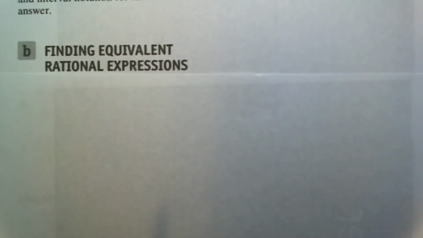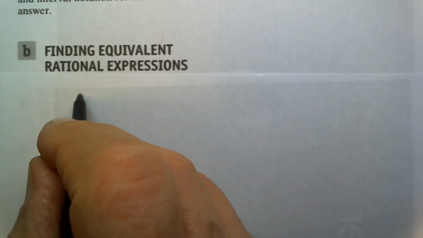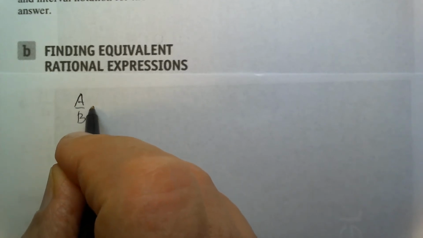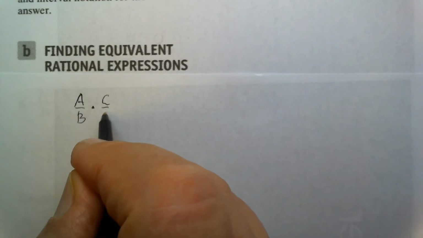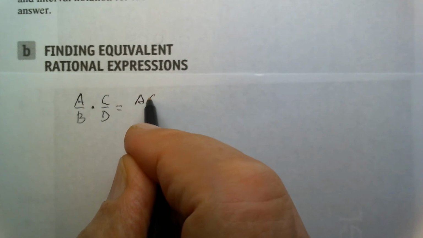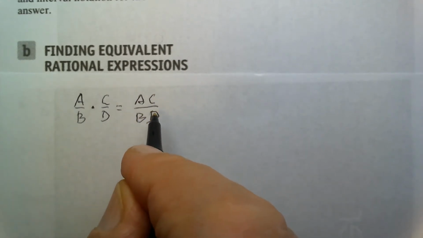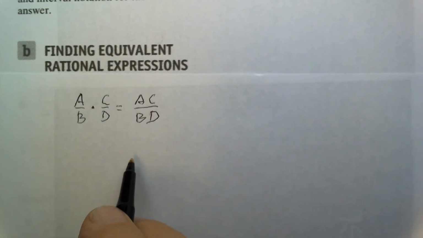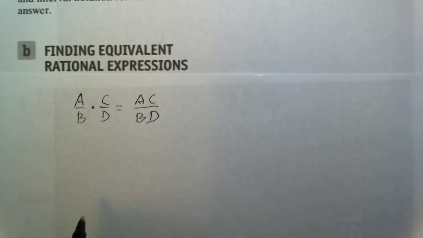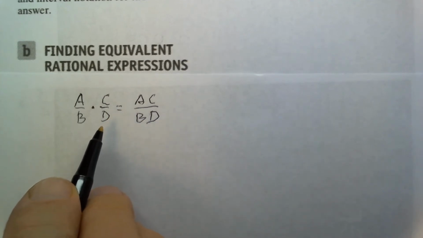To find equivalent rational expressions, let's talk about how to multiply rational expressions. If a divided by b is a rational expression, we multiply it by the rational expression c divided by d. That is equal to a times c divided by b times d, which looks very familiar in terms of fractions of real numbers. And so the same applies when we have rational expressions.